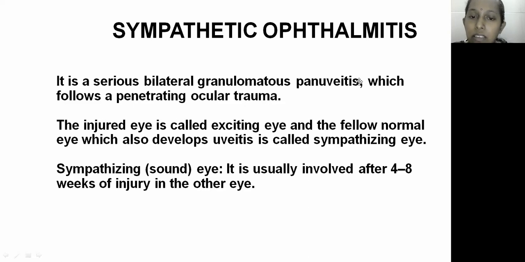The sympathizing eye is the sound eye, and it's usually involved after 4 to 8 weeks of injury in the other eye. So the actual injury happens to one eye. After that, 4 to 8 weeks later, the other normal eye also will be affected and will develop uveitis. So this is sympathetic ophthalmitis.